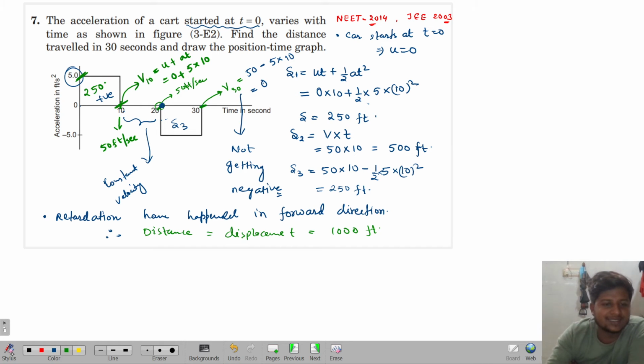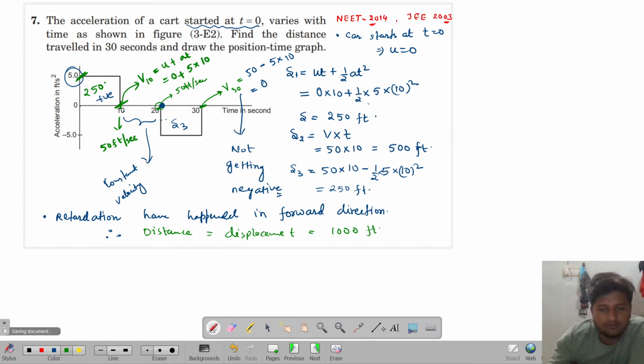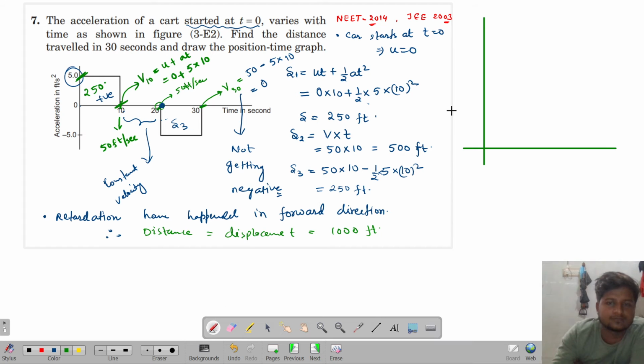Okay. Now it has asked to draw the displacement time graph. It has asked that draw the displacement time graph. Now that is a very typical question. Okay. Think about it and draw it.